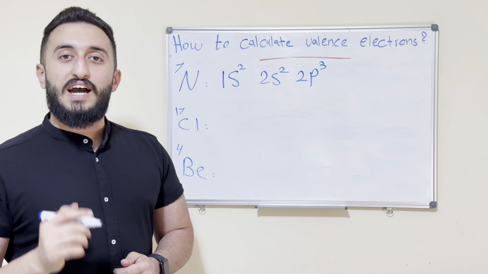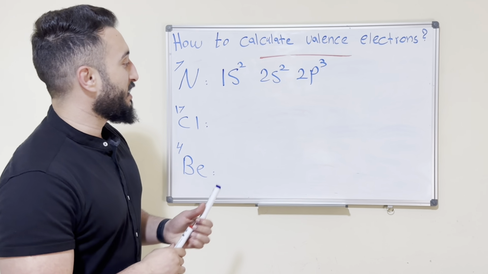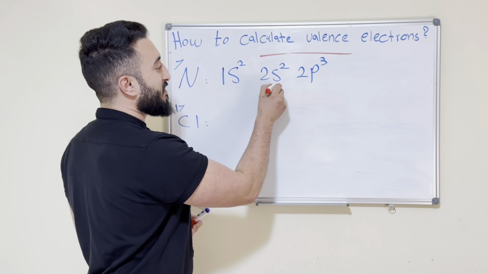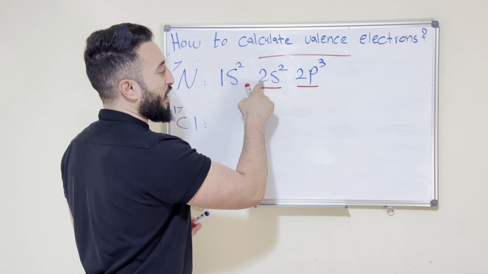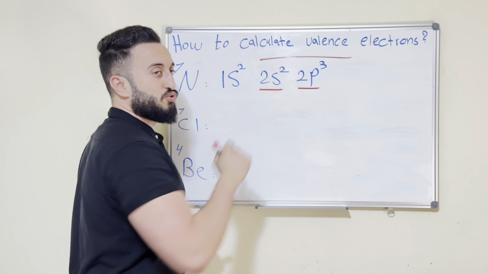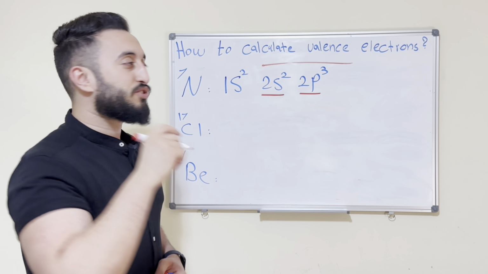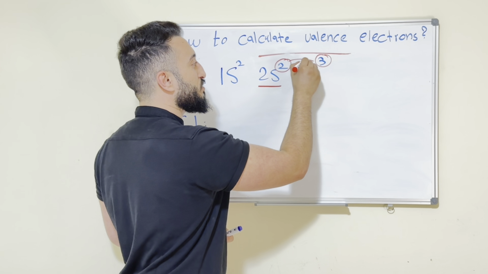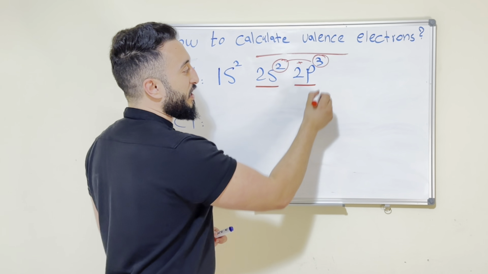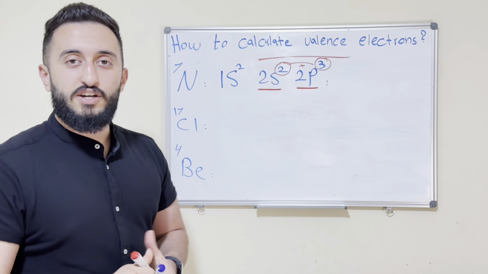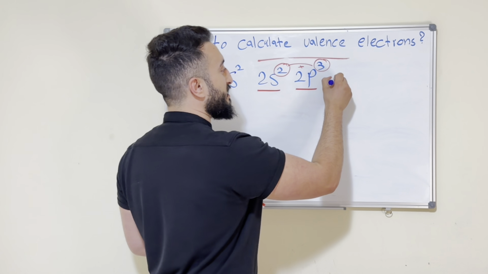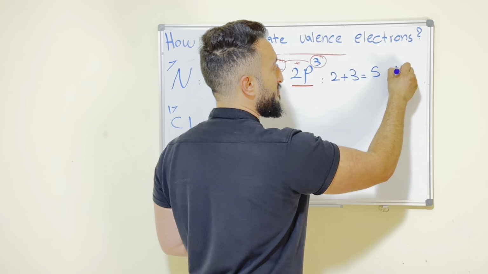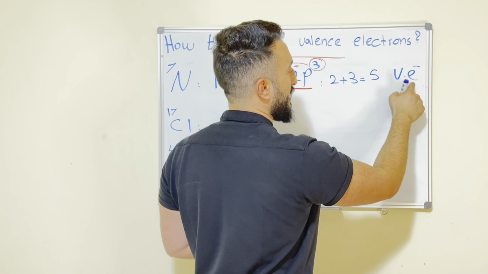So now let's count the valence electrons. As we learned, what is the highest energy level here? The highest energy level is 2. 2 has 2s and 2p. So what do we need to do? We need to add the electrons of 2s and 2p. So the electrons here are 2 plus 3 equals 5. So we have 5 valence electrons.